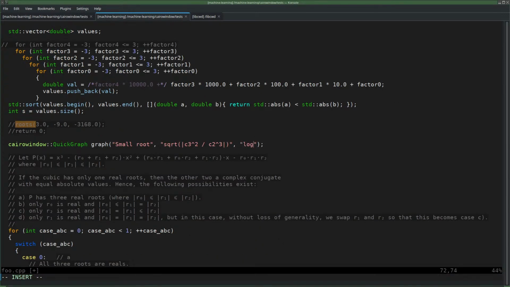So the log 10 of the absolute value of R0 divided by the absolute value of R1. And I need the log 10 of that whole thing. Yeah, this is just a half times log 10 of this. But whatever.